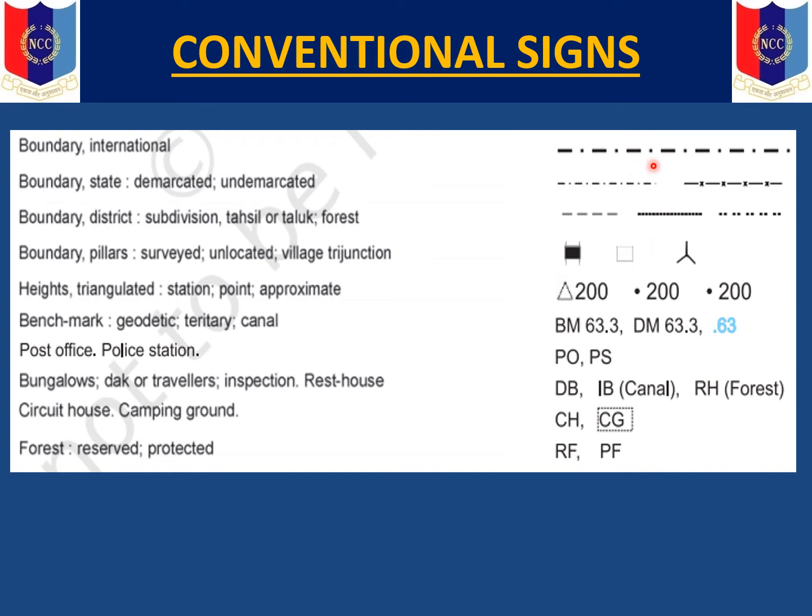The international boundary here, demarcated, undemarcated boundary, district, subdivision, taluk, tehsil. These are triangulated heights, benchmark, post office, police station, bungalows.